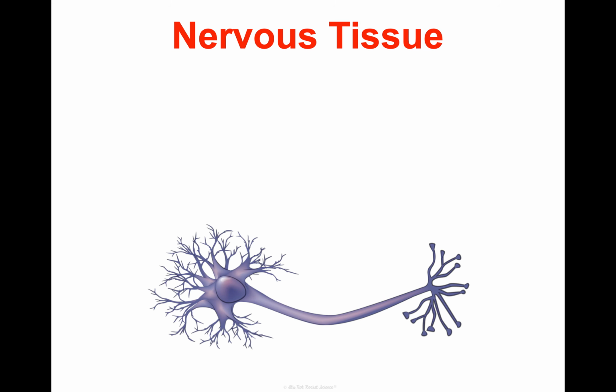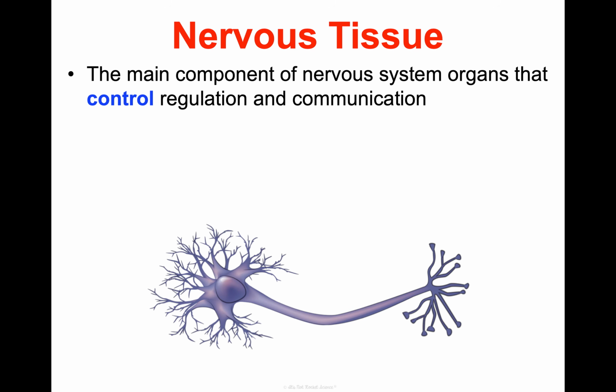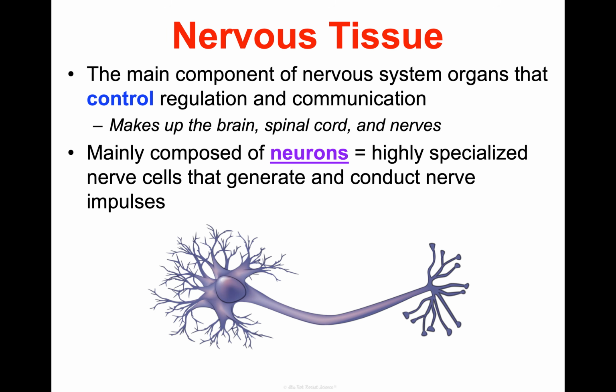And then last but certainly not least is the nervous tissue. It's the main component of our nervous system organs, and it's a part of controlling regulation and communication. It makes up your brain and your spinal cord and your nerves. And it's mainly composed of neurons, which are highly specialized nerve cells that generate and conduct nerve impulses. So they have a cell body, they have these dendrites, and then they have this long axon. Those are their 3 parts.